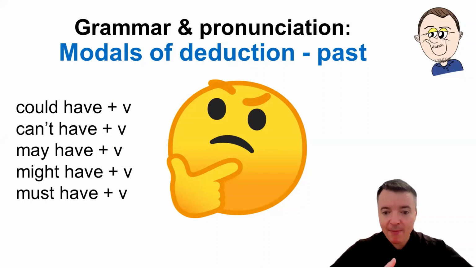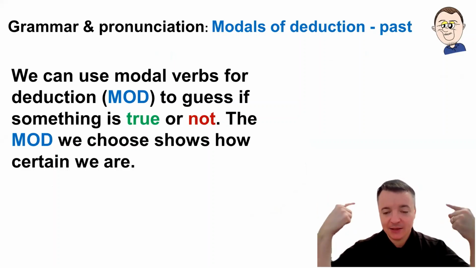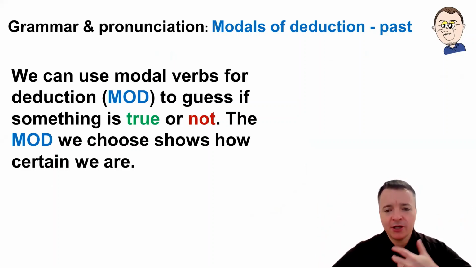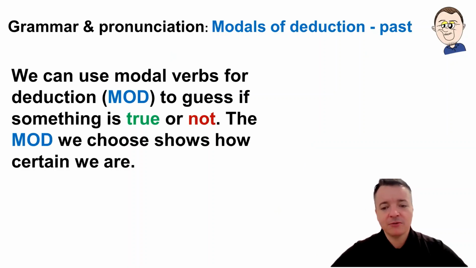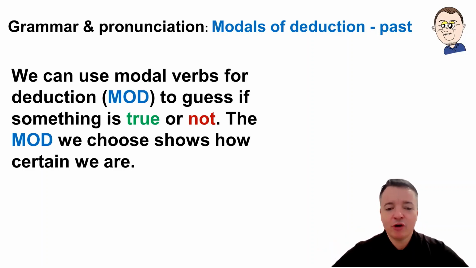Today we're looking at some grammar and pronunciation, modals of deduction in the past using could have, can't have, may have, might have, and must have. Let's start. So we can use modal verbs for deduction to guess if something is true or not. And today we're looking at the past, so using them to guess what happened in the past. And the modal of deduction we choose shows how certain we are, if we are very certain or maybe if we're not sure.